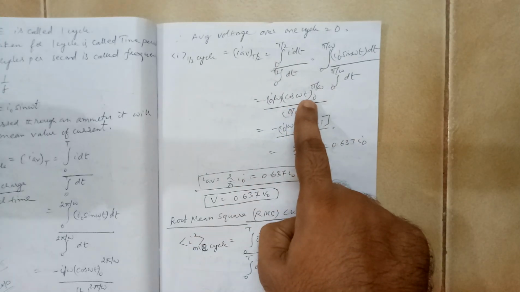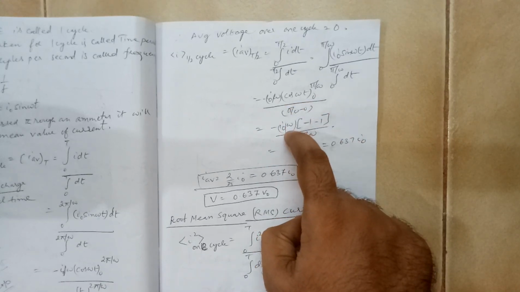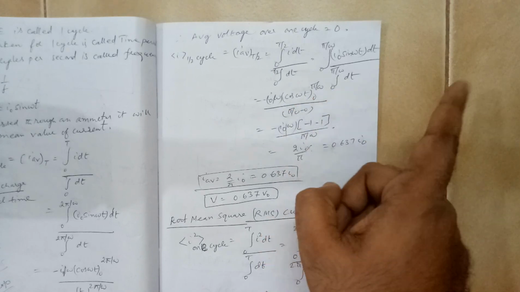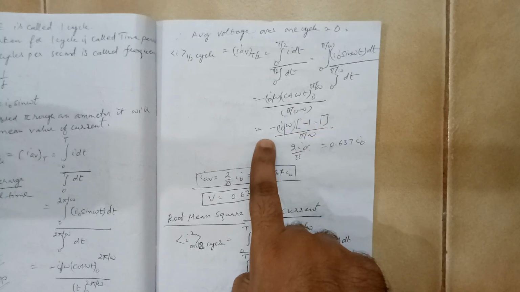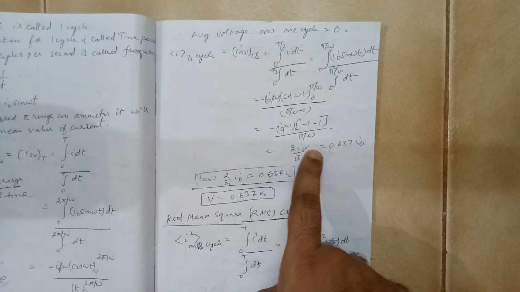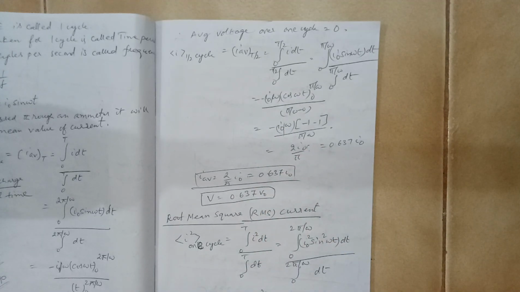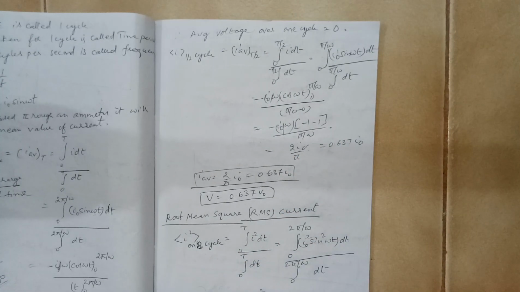So in the place of t you have to put pi by omega. This becomes cos 180 minus cos 0. So cos 180 is minus 1 and cos 0 is 1, so it becomes minus 1 minus 1. Alright, so this becomes minus 2, there is a minus outside already, so this becomes 2. Here omega cancels, this becomes 2 I0 by pi. This value you should remember. 2 by pi I0 means 0.637 I0. This is the average value of current over a half cycle period. Your average value will be 0.637 I0.